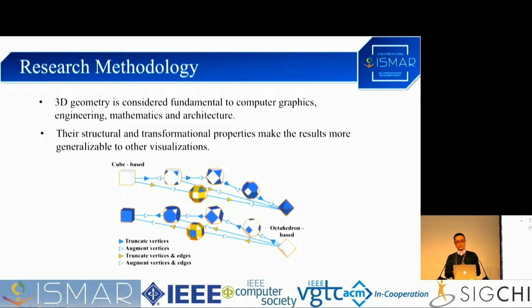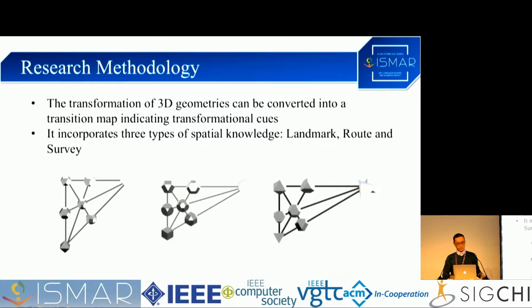So thus, by using 3D geometries as a testbed, we hope that our result could be more generalizable to other interactive visualizations. So that is our research background.